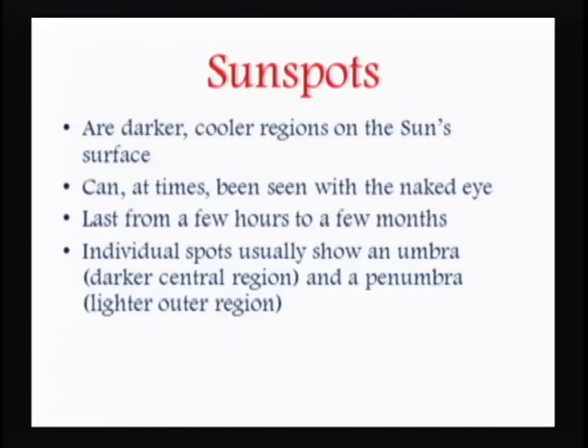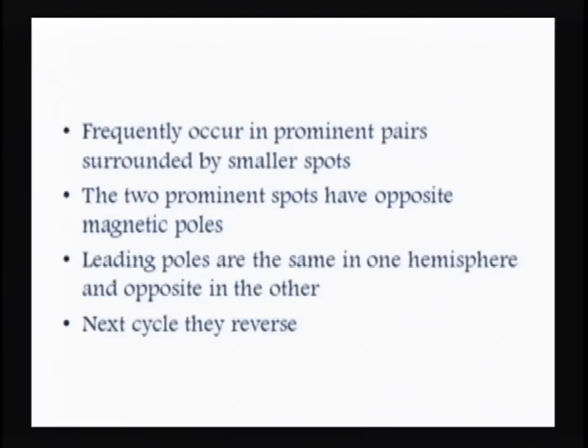They last from a few hours to a few months. Luckily, we can trace what they're doing, and that's how we got a good feel for how long it takes the sun to rotate: by watching sunspots move across its surface. They generally come in pairs. You generally have individual spots that show a really dark area, which we call the umbra, and then a lighter outer area, which we call the penumbra. Guys, remember we saw that on eclipses as well.